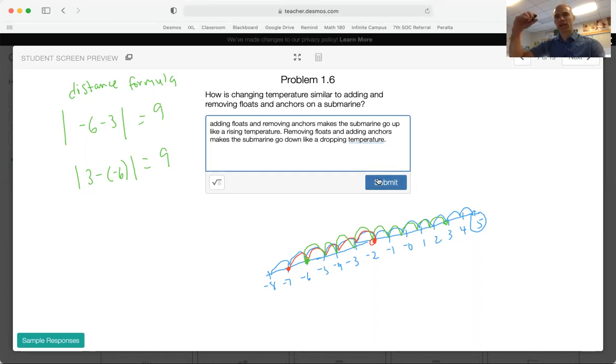Both of them are like on vertical number lines, right? Like in math, we tend to draw these horizontal number lines. Well, this one isn't really horizontal, it's like kind of diagonal, right? But one thing that's also similar about the submarines and temperatures is the submarine's going up and down vertically, and temperature is also usually recorded on a vertical number line, right? Thermometers are usually like up and down. That's another thing you can put in here if you wanted to.